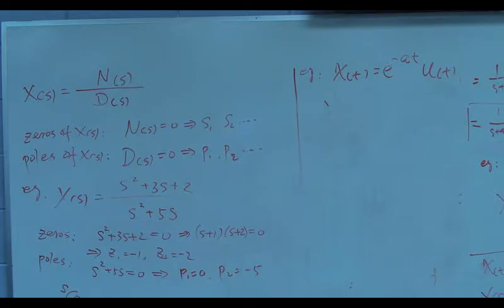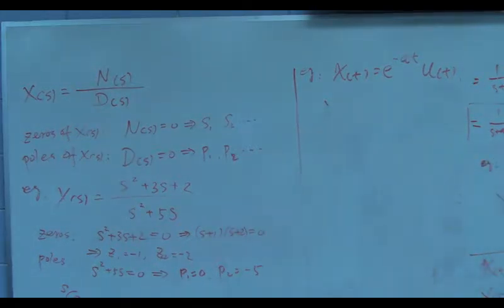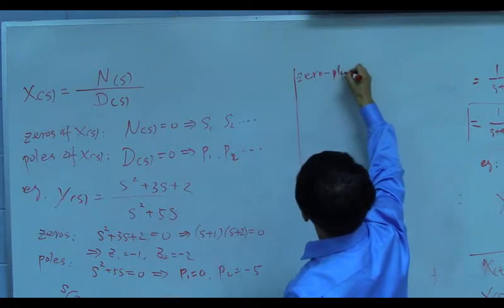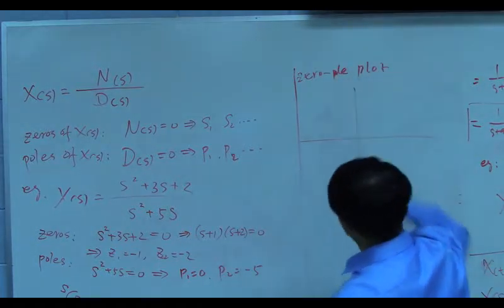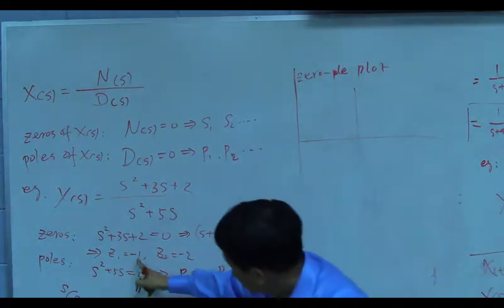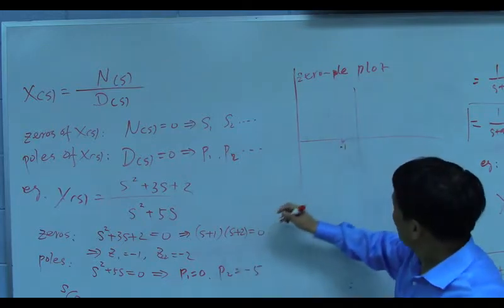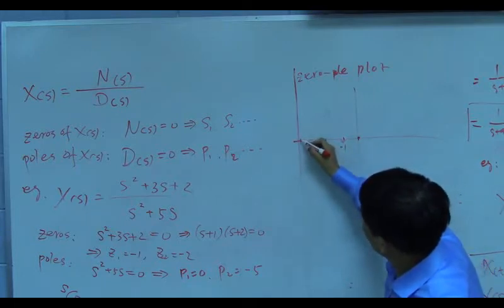Yeah, what about the pole? Do we have poles here? Yes. Which one? -1. Right? We need to draw this zero pole plot. How to draw this? It's called a zero pole plot. For this example, -1 is here. It's -1, -2, and 0, and -5.